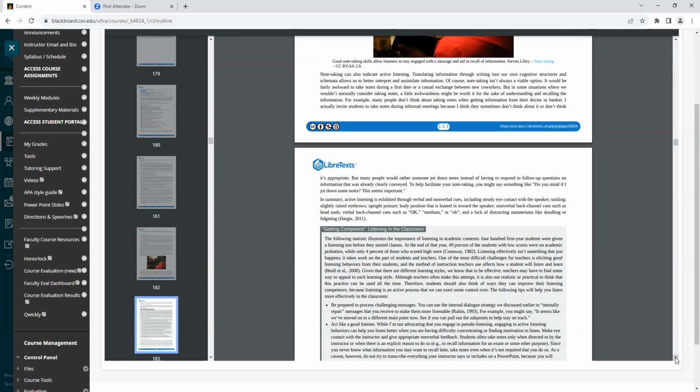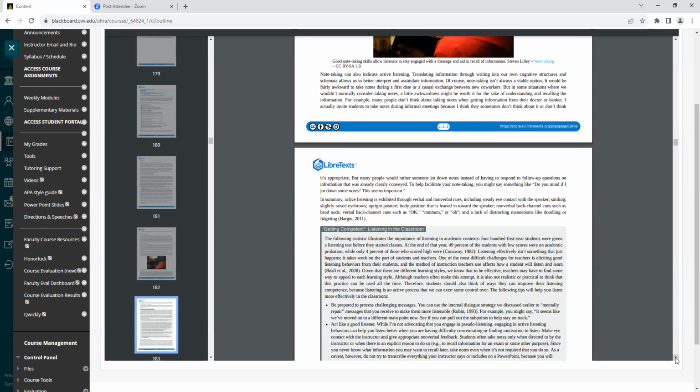For example, many people don't think about taking notes when getting information from their doctor or banker. I actually invite students to take notes during informal meetings because I think they sometimes don't think about it or don't think it's appropriate. But many people would rather someone jot down notes instead of having to respond to follow up questions on information that was already clearly conveyed. To help facilitate your note taking, you might say something like, "Do you mind if I jot down some notes? This seems important."